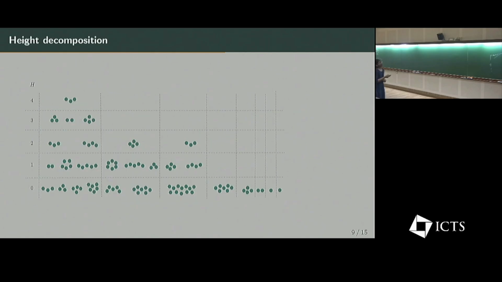Based on the height, I can get a decomposition of the configuration space into different levels. Each dot here represents a whole configuration, and all configurations here have 4 contractible empty sites. If we look at a configuration here, it has no contractible empty site and it's called a recurrent configuration.